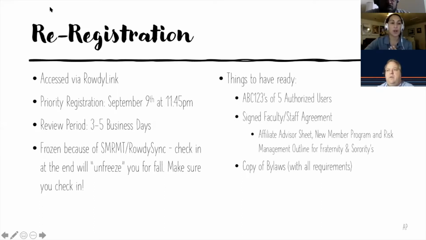And make sure as you're prepping for your re-registration, here are some things to have ready. So you do need the ABC 123s of all your 5 authorized users, as that's how we get them into RowdyLink. You need a signed faculty staff agreement. And as a note, if you're a member of a fraternity or sorority and you have an off-campus affiliate advisor, in your specific registration, there is an affiliate advisor sheet that we additionally need you to fill out. And then of course, for everybody, a copy of your bylaws with all of the requirements. You can find the requirements in our student organization handbook, which is located on the homepage of RowdyLink as well.